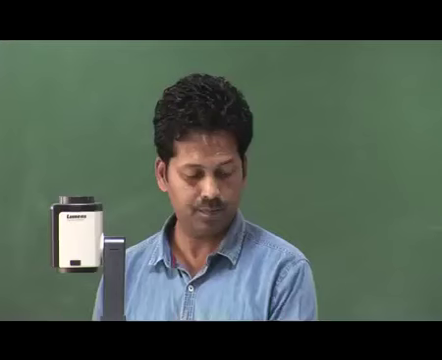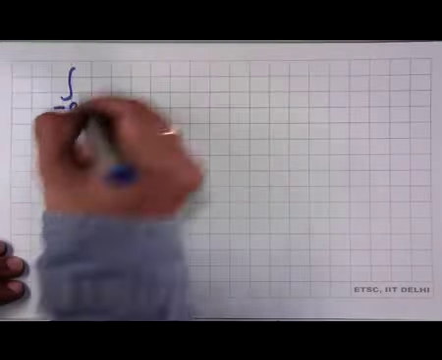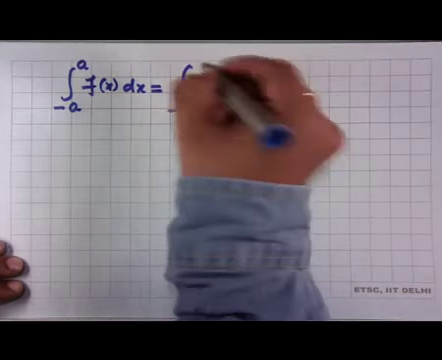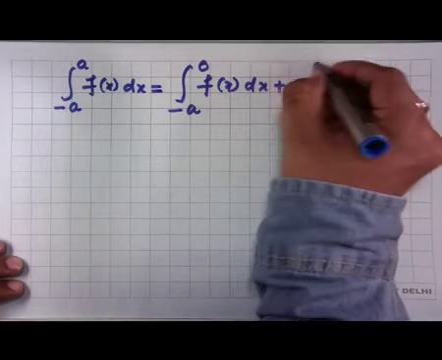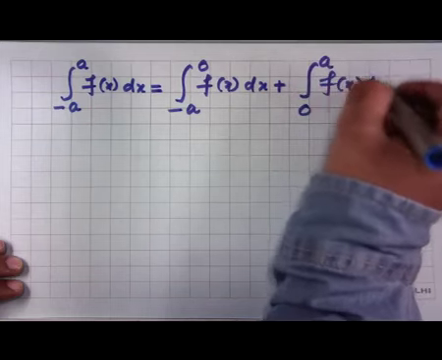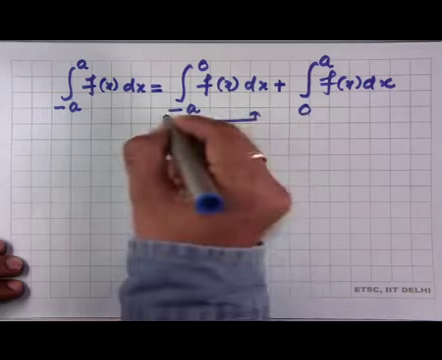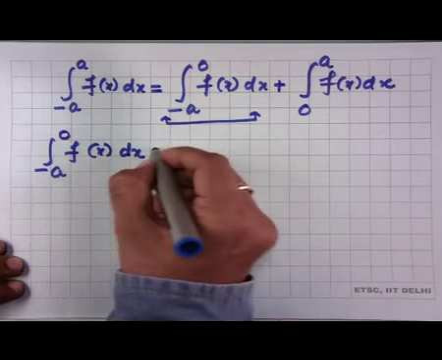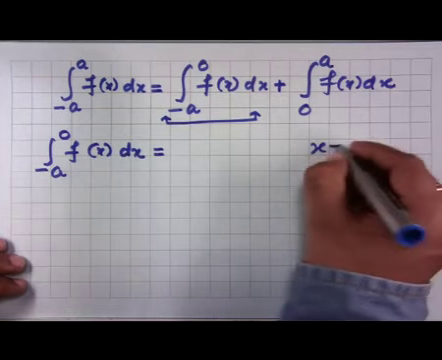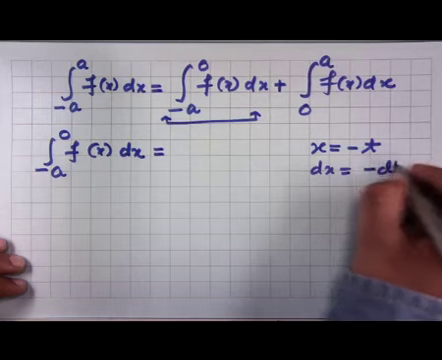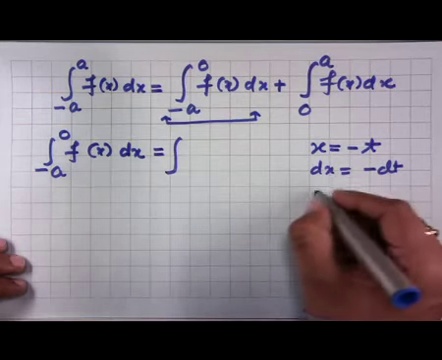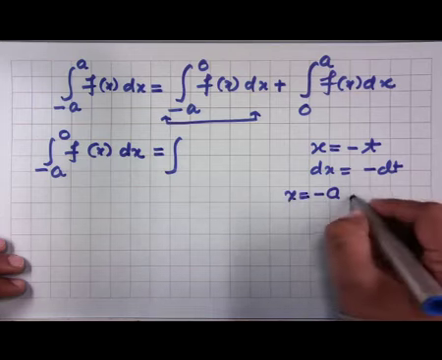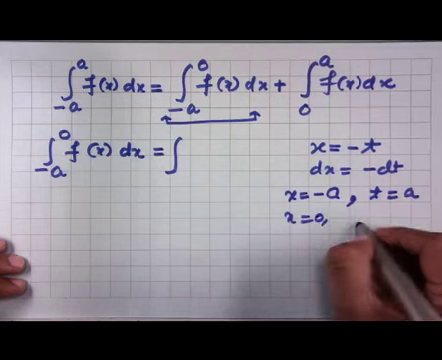So, let us prove this property. By using property 3, we can write this integral as this. Now take this integral and simplify it by using the properties of even and odd functions. So replace x by minus t, we get dx as minus dt, and x equals minus a will be replaced by t equals a, and x equals 0 will be replaced by t equals 0.